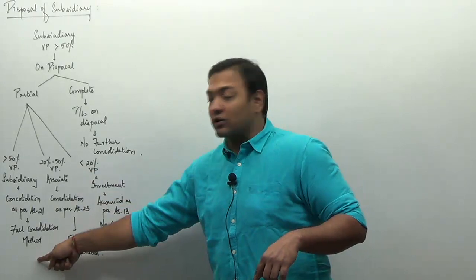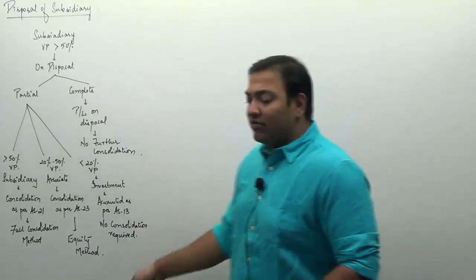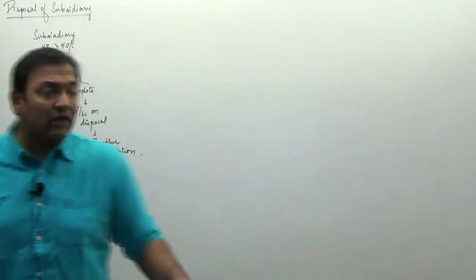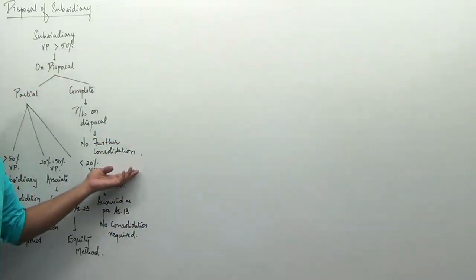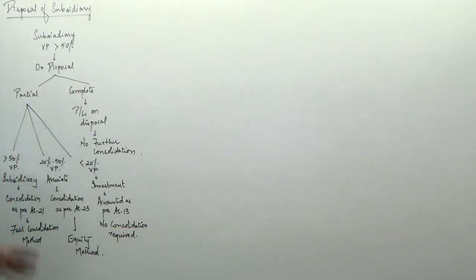This we have already seen, full consolidation. What we have to see is the equity method of consolidation. However, if your voting power has been reduced to less than 20%, then there is no consolidation required. We account that investment as per AS 13. So, this is it for your disposal of subsidiaries.